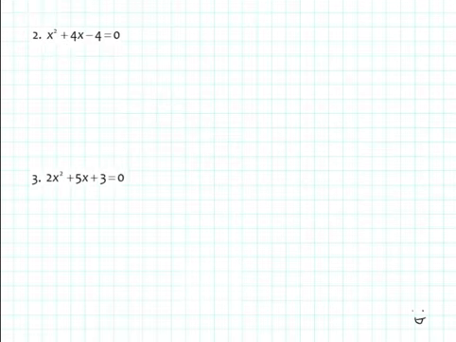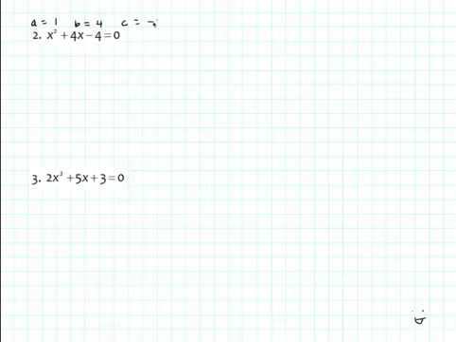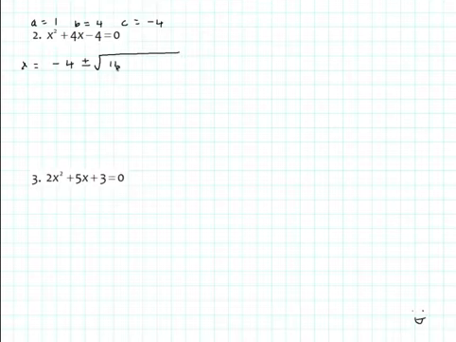By the way, this is the quiz that you did. Here we have an a of 1, a b of 4, and a c of negative 4. Formula. X is equal to a negative b plus or minus the square root of your b squared minus 4 times your a times your c, and all of that is over 2 times your a.